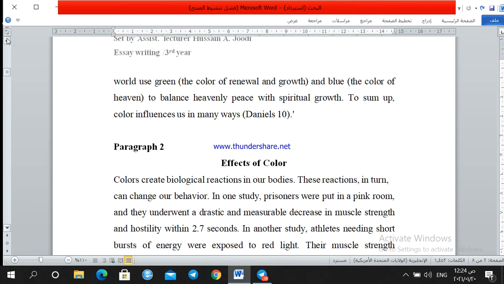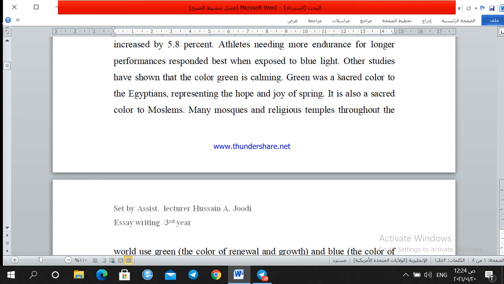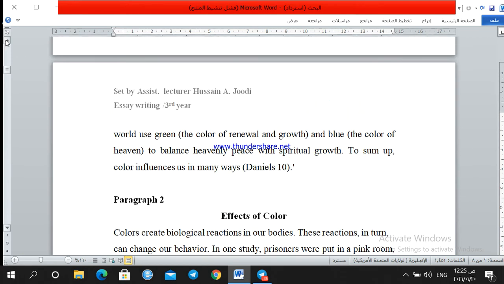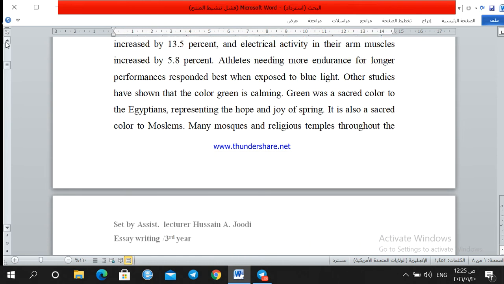If we come to the last sentences of the first paragraph and the second paragraph: Green was a sacred color to the Egyptians, meaning holy. We are talking about the effects of color. There is no need for the religious aspects, hope, spring. Then to Muslims, many mosques and religious temples throughout the world use green, and so on. The writer does not restrict himself to the main idea, which is the effect of color, but also adds other ideas, which are religious ideas. Hence, this paragraph has no unity, it is not unified.